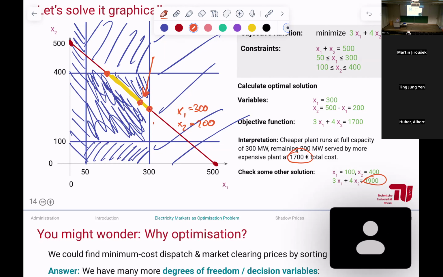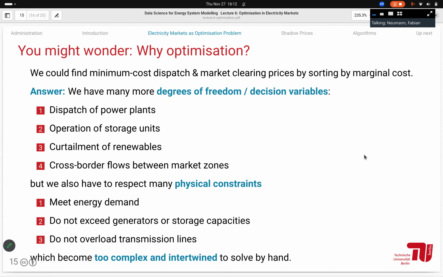Good. So this is also the reason why we talk about optimization, when everything we've done so far we could have done by hand. And the answer is that in reality, you just have a lot more degrees of freedom, so-called decision variables, not only the dispatch of the power plants, but also operation of storage units across different time horizons. You can make decisions about the curtailment of the renewables, and there are also implicit decisions about the cross-border flows between market zones, once we not only look at Germany, but also at other surrounding countries in Europe.